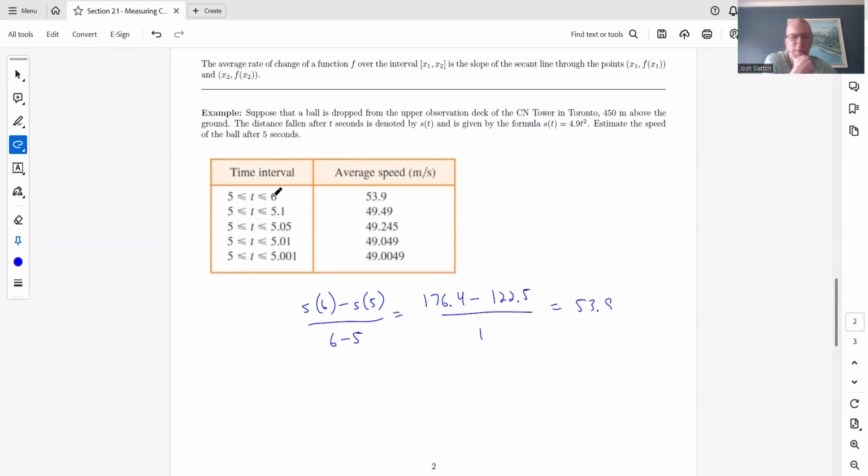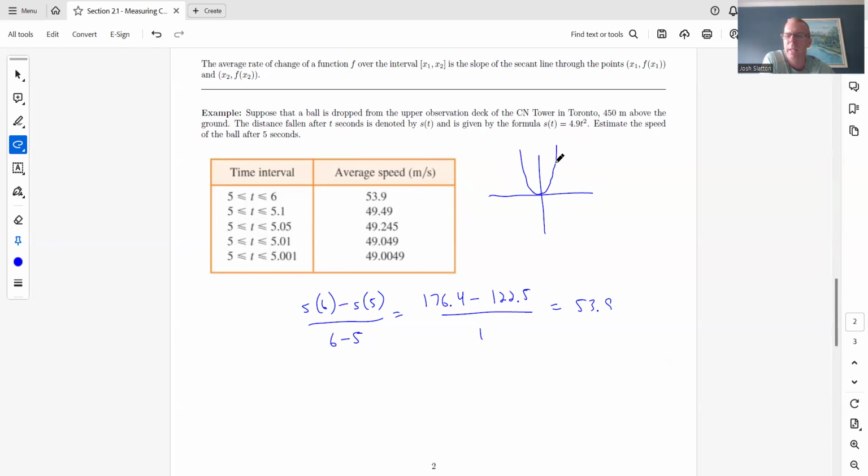But what you want to observe is that this is always starting at 5 and then moving out some measure of time above 5. You can see it's getting closer and closer to 5, to where when we get right here, we are 1/1000th of a second apart, and the slope of that secant line is 49.0049. You can see, aside from this one, but even this follows the pattern, we're getting closer and closer to 49.